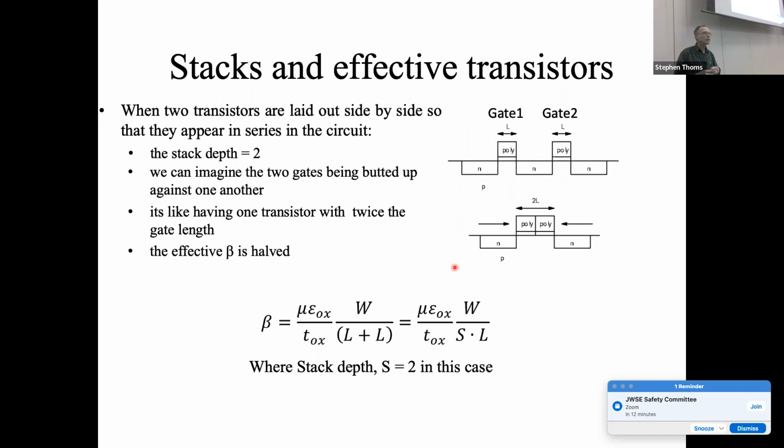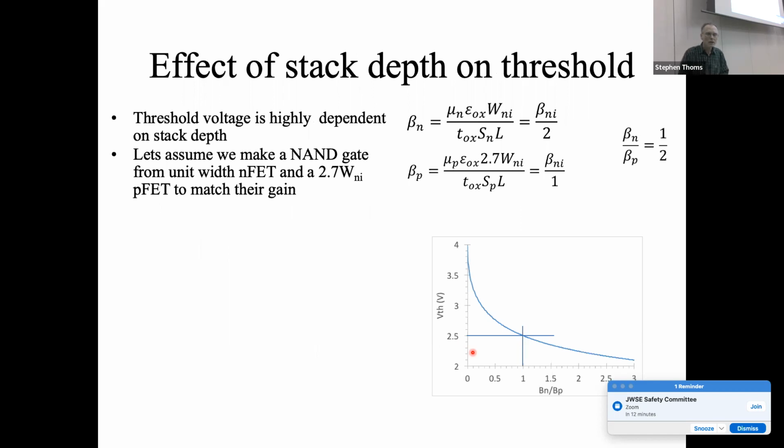So what we do is we introduce stack depth into our gain equation. And so the gain now simply becomes exactly what it was before, W over L, and we've introduced our stack depth S, which is 2 in this particular case. And then what we find, of course, is that that stack depth controls the threshold voltage and timings and so on. So we have beta N is halved.